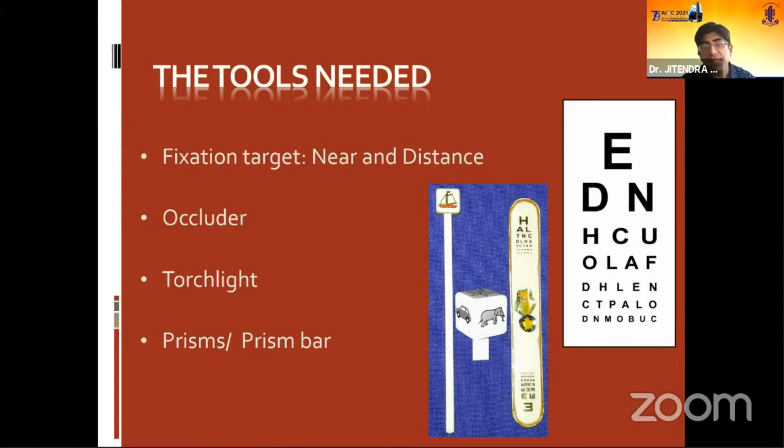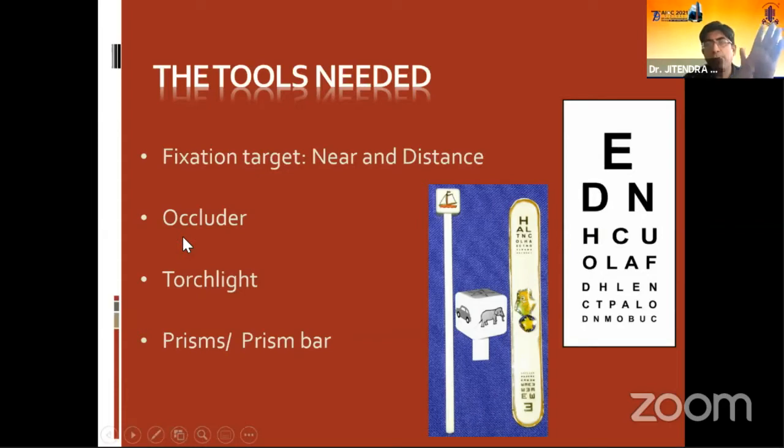What are the tools needed for cover test? You need a fixation target. Don't do it with a torchlight. As I said, you need to control accommodation. You need to know whether the person is accommodating a lot or not. So you need a fixation target, and you should control accommodation by giving adequate glass power, whatever their glass power is. So you have to do a cycloplegic retinoscopy before you start managing strabismus.